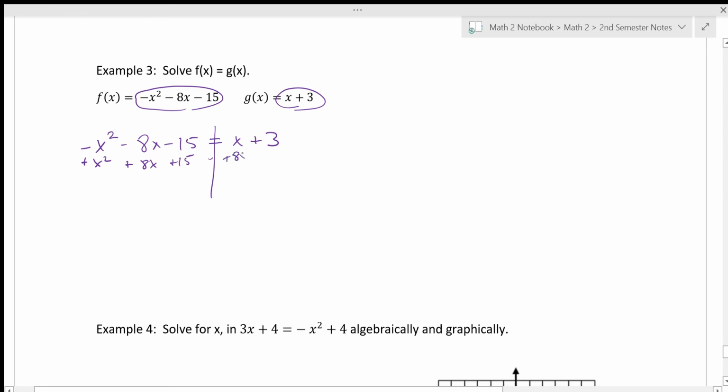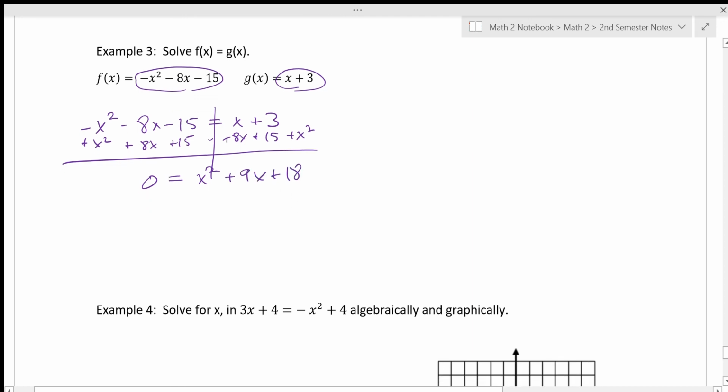So I'm going to add 8x and add 15 and also add my x squared here. Okay, so I'm going to have 0 equals, I'm going to write my x squared term first, then my x term, I'm going to have 9x, and then my constant, I'm going to have 18. Okay, so then here again, we're going to look to factor. What will multiply to give me 18 and add to give me 9? I believe it is 3 and 6. And then we can always check that by multiplying back together, right? X squared plus 6x plus 3x plus 18 will give me what I wanted, right? So these are my factors, x plus 3 and x plus 6.